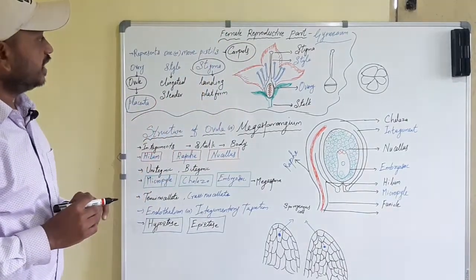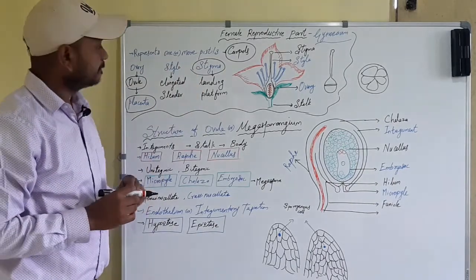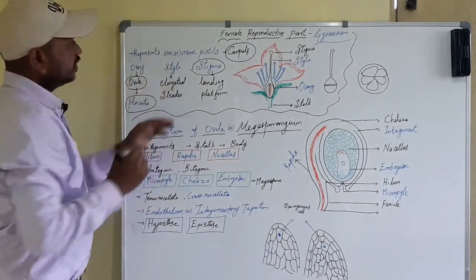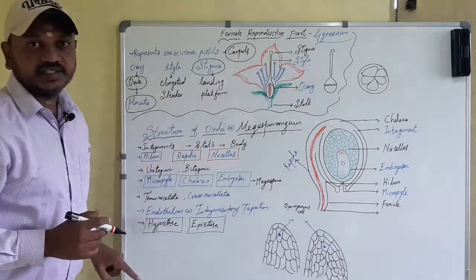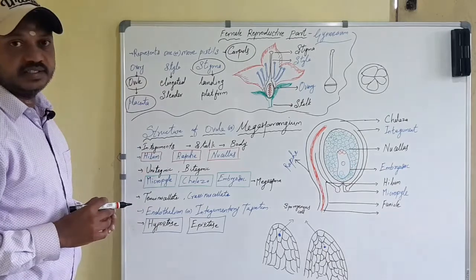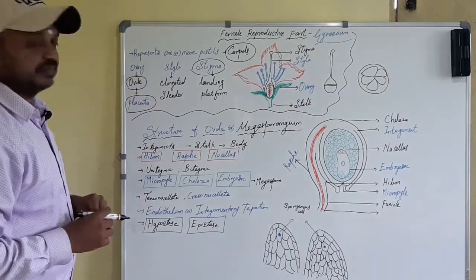It serves as a landing platform for pollen grains. Next, style. Below the stigma, an elongated, slender structure is called the style. These are the 3 parts of the gynoecium.